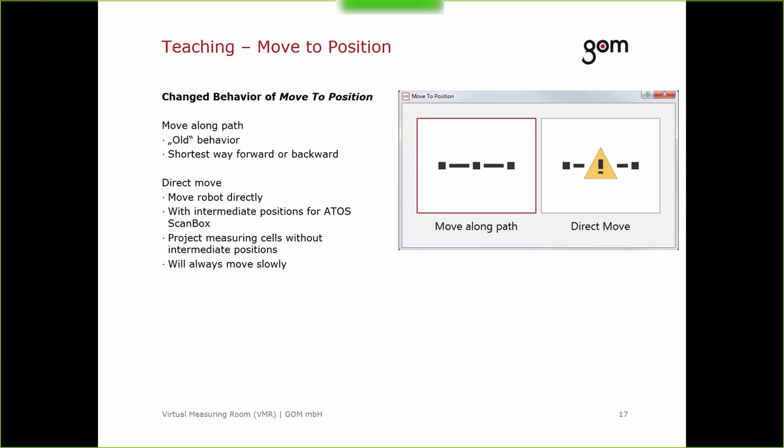When you teach an ATOS Scanbox, you sometimes need to go from one position to another. The move to position function is very helpful to move quickly to certain positions. In the V8, this function always moved the robot along the path one position after another. The improved function moves the robot directly to a selected position, and if necessary, it will insert intermediate positions automatically. But since it moves along a non-validated path, it will only move slowly.